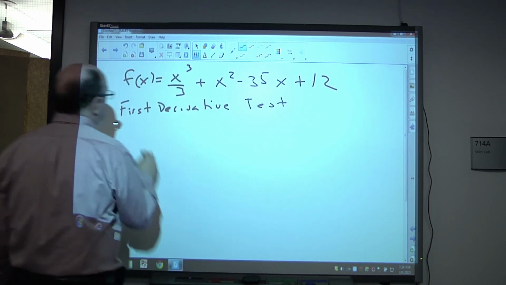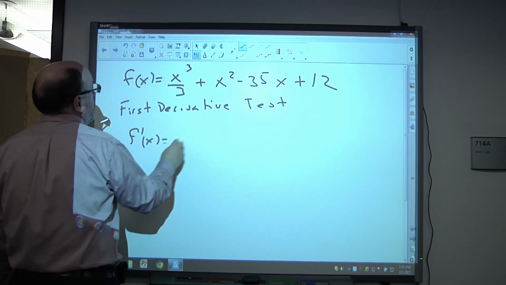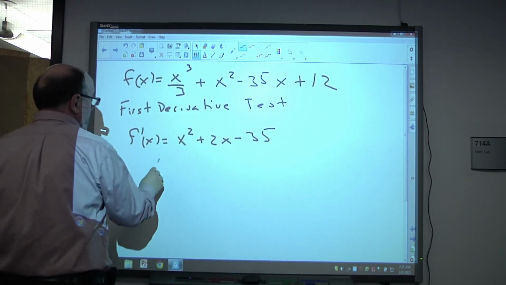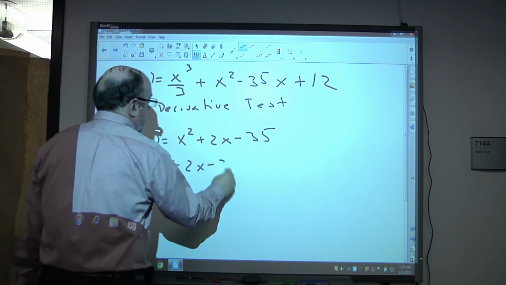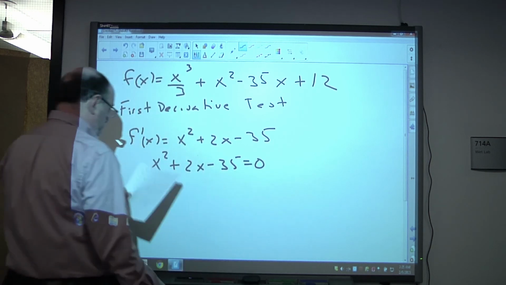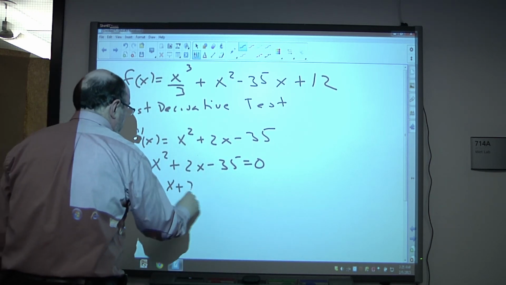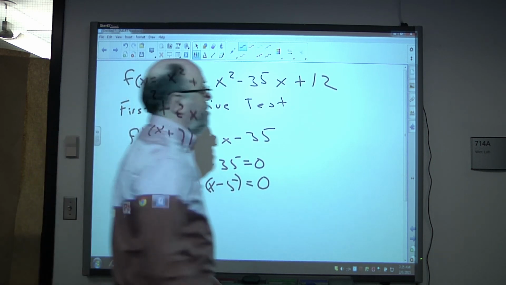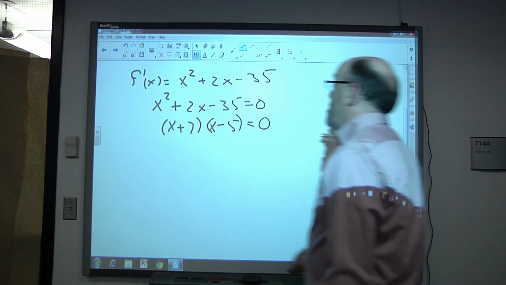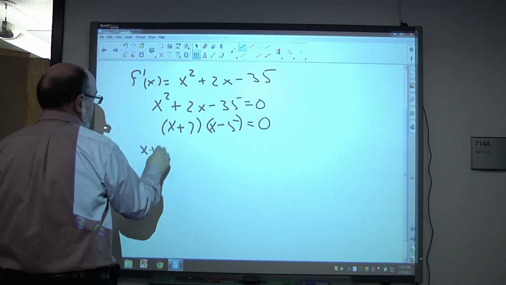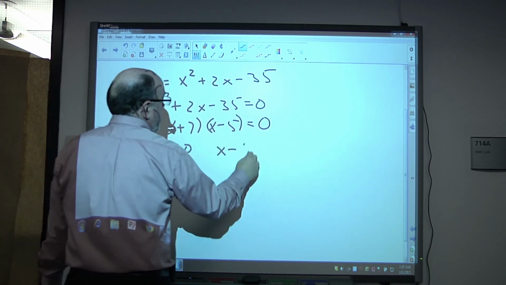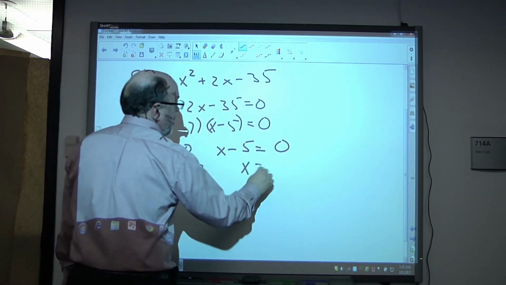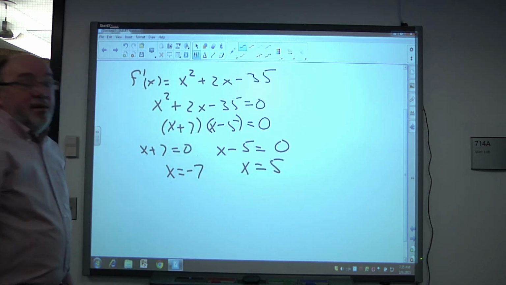we get f prime is going to be x squared plus 2x minus 35. Take that derivative, set it equal to 0. So this will give us x plus 7, x minus 5 equals 0. So that'll be 0 if either x plus 7 equals 0 or x minus 5 equals 0. So this will give us x equals negative 7, and this will give us x equals 5. So we have our two numbers.